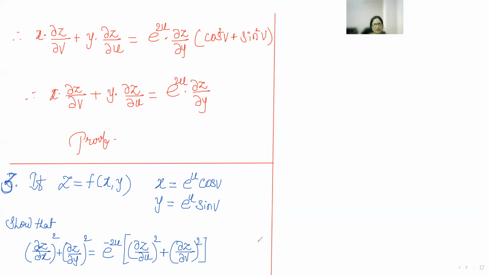First, understand the given example. Z is a function in x and y, where x and y are functions in u and v. And we have to prove that dou z by dou x its square plus dou z by dou y its square is equal to e raised to minus 2u into dou z by dou u bracket square plus dou z by dou v bracket square. Okay. So let us start to solve this example.